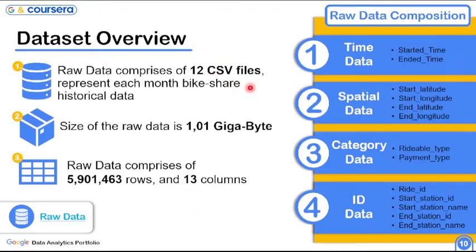The raw data comprises 12 CSV files, one file for a month, and the size is large, around 1 gigabyte. The data comprises 13 columns and 5.9 million rows. The 13 columns comprise time data, spatial data, categorical data, and identification data. You can look at the raw data through this link.